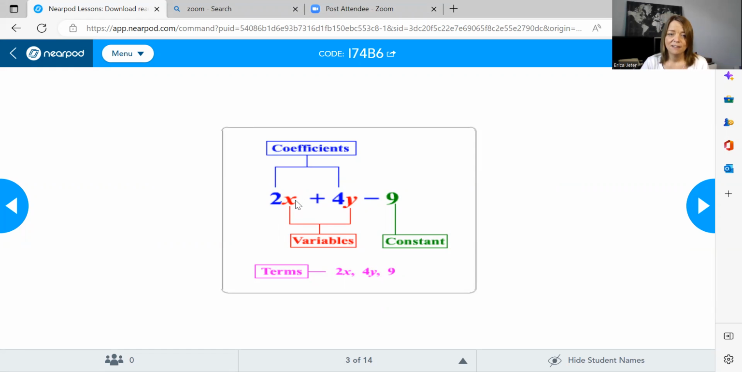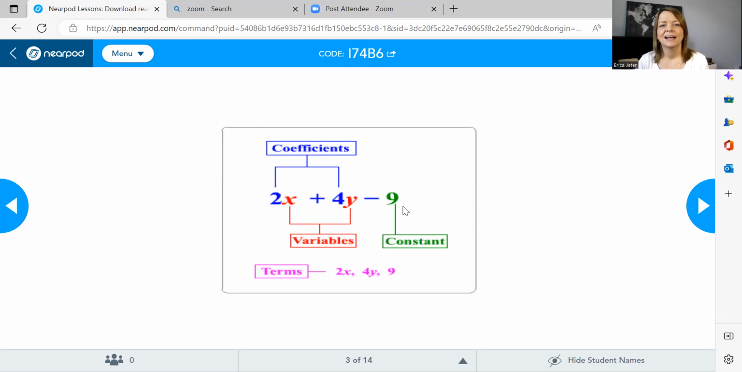If you have two different variables, so in this example, we have an X and we have a Y, those two variables must equal different numbers. They can't be the same. However, if I had two X's or two Y's, those would have to be the same. So the same letter, same number. Different letters, different numbers. We have our constant over here in green.